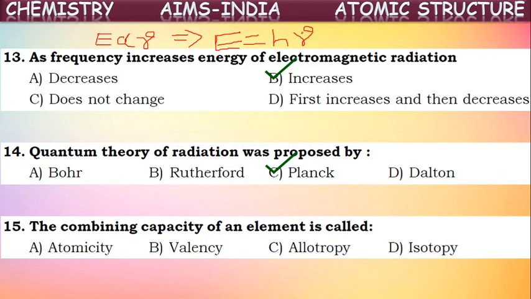In this trying, some elements lose electrons, some gain electrons, and some others share electrons. This number of electrons gained, lost, or shared by an element to become stable is called its combining capacity, which is also called valency. Okay, the combining capacity of an element is called its valency.